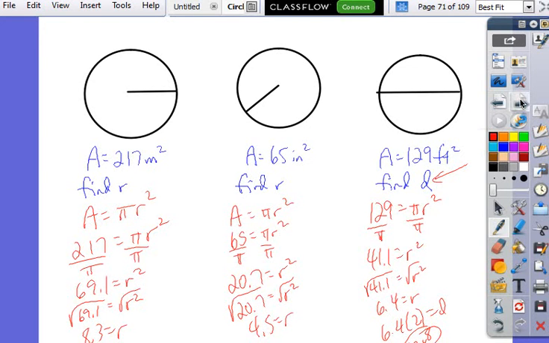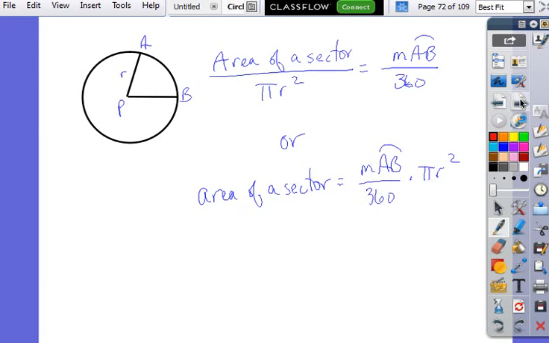All right, copy the formula down. Should look very familiar. All right, these should look familiar because they are the same as the last formula with one minor change. The last one had arc length up here over circumference. Well, this has area of a sector over pi r squared. It's the same setup. Degree is always over 360.